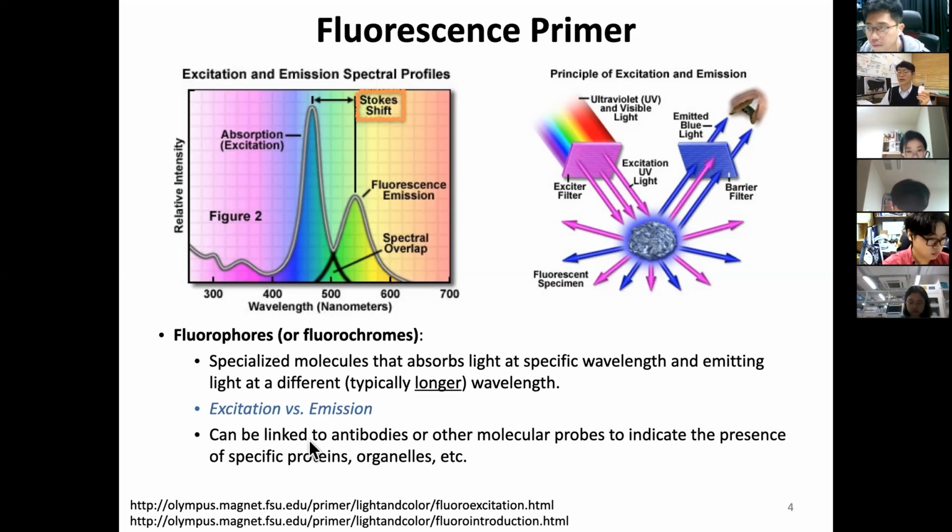All right, so how can we utilize this for our biomedical or neuroscience research? You have this molecule, you attach it to the structure of interest, such as a neuronal cell or specific proteins only expressed in neurons, and then you only watch this. You're not watching the structure, but you're watching this fluorescence. So it's a surrogate marker. You can link it to antibodies or other molecular probes to indicate the presence of specific proteins or organelles.